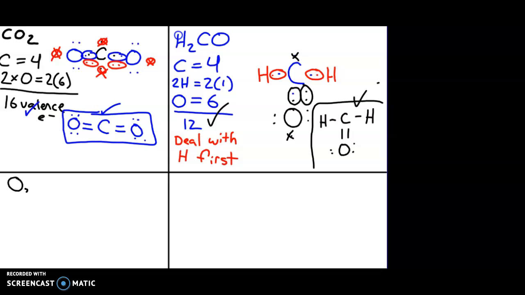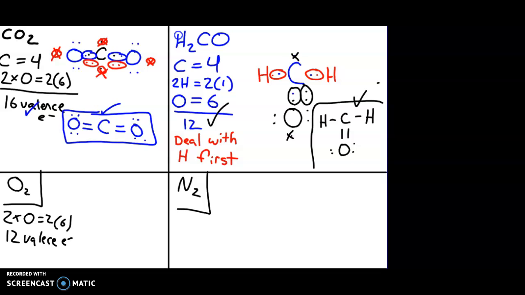So, 2 more examples. These ones are a little shorter, but there are things to be aware of. In either of these cases, there's no central atom here. We only have 2 atoms in both of these cases. So for oxygen, each oxygen has 6 dots. 2 times 6 is 12 valence electrons. For nitrogen, you have 2 nitrogens, each of which has 5. So that's going to be 10. We don't need to pick a center. There is no center here. We're just going to have 2 atoms bond to each other.